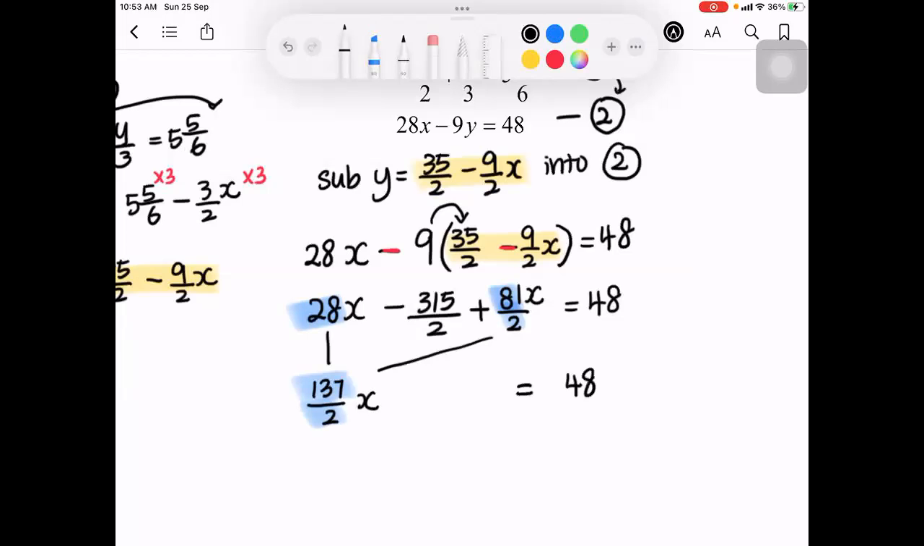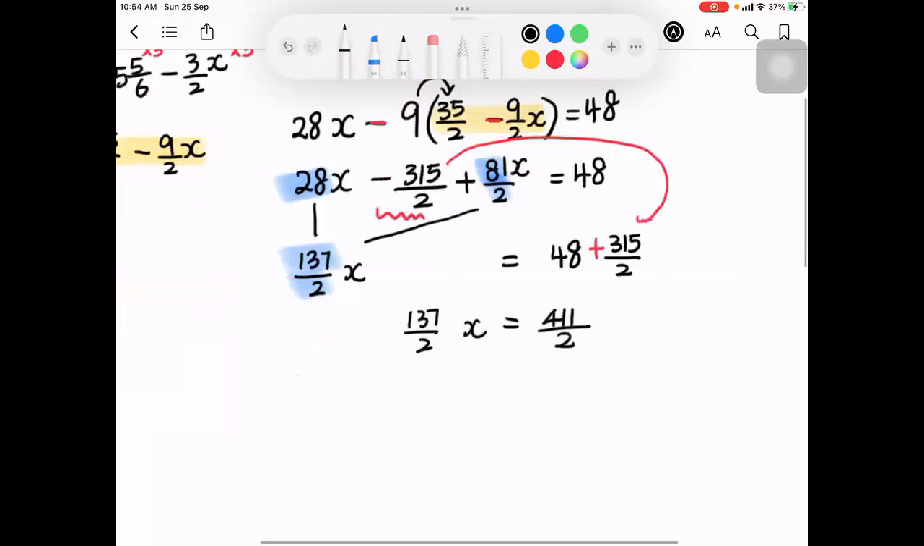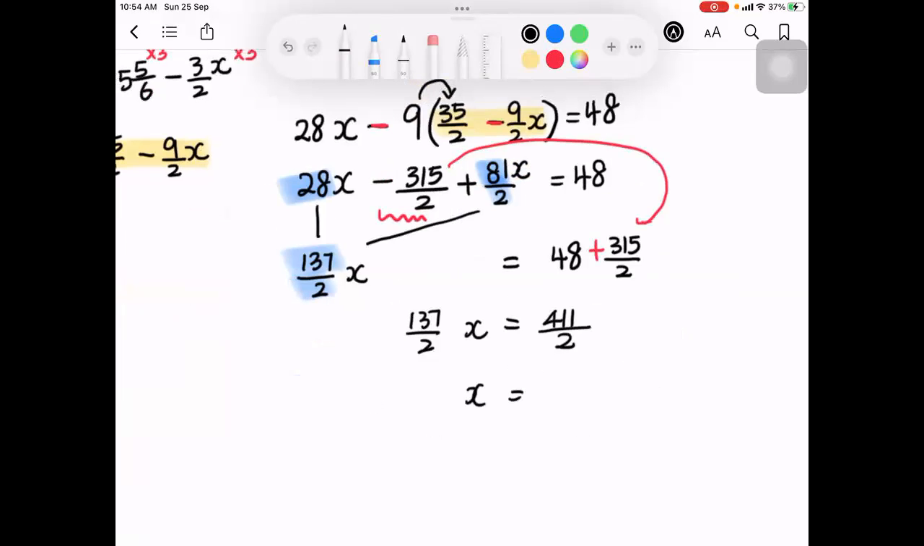Okay, then this part here we put numbers. So this one is originally 48. This number goes over there, becomes plus 315 over 2. We just use the calculator. 48 plus 315 over 2. Okay, 411 over 2. Then this is 137 over 2x. Okay, then I want to get x only. I don't want this number. So what do I do? I divide away by this number. So I divide by 137 over 2. Then I get the number 3.